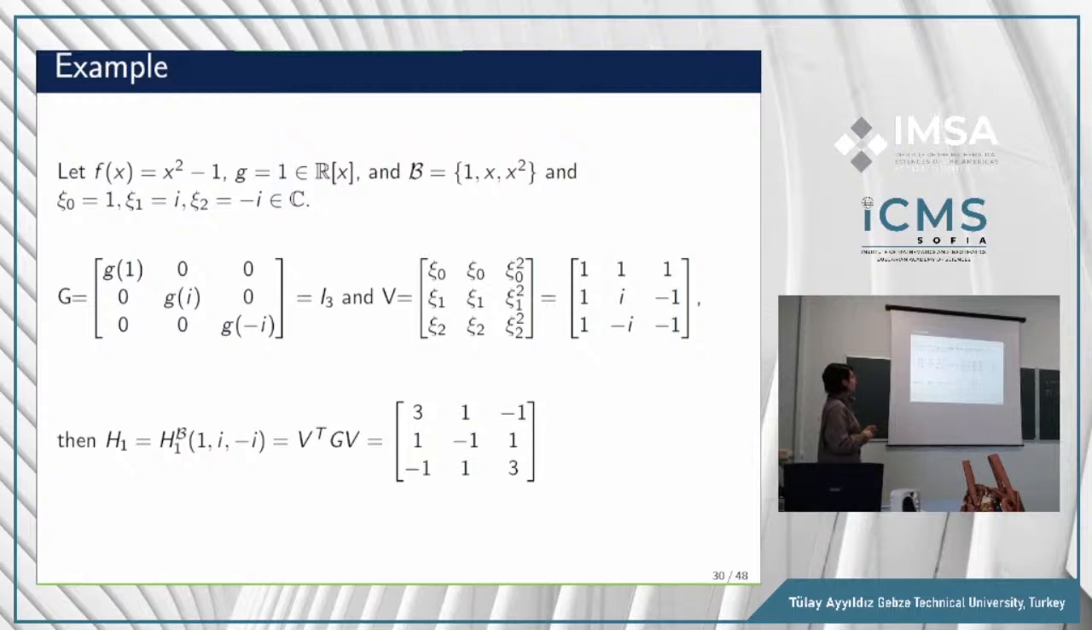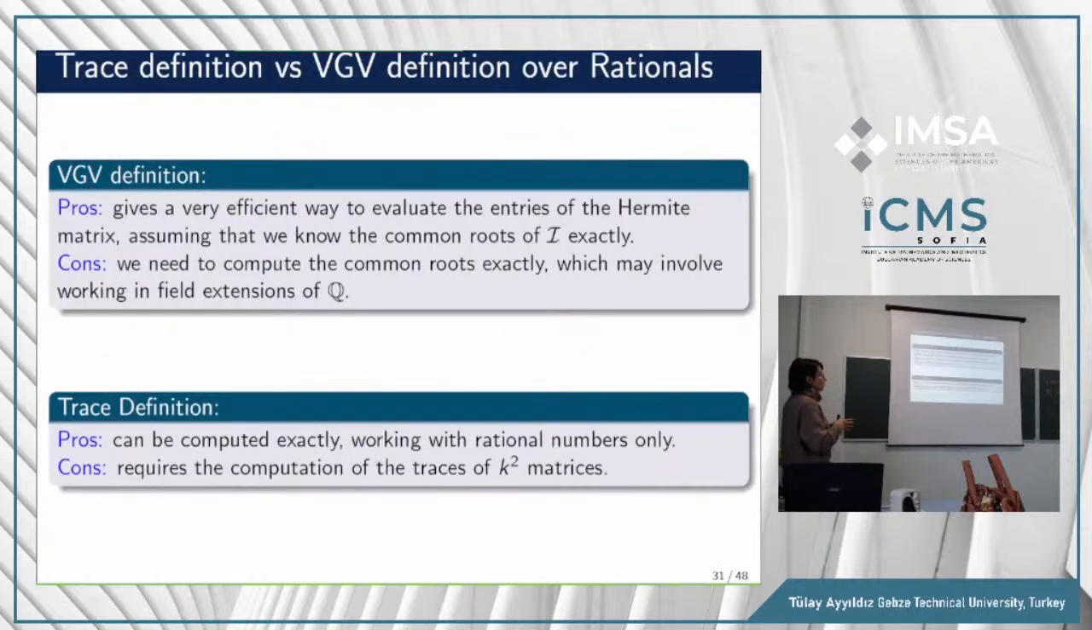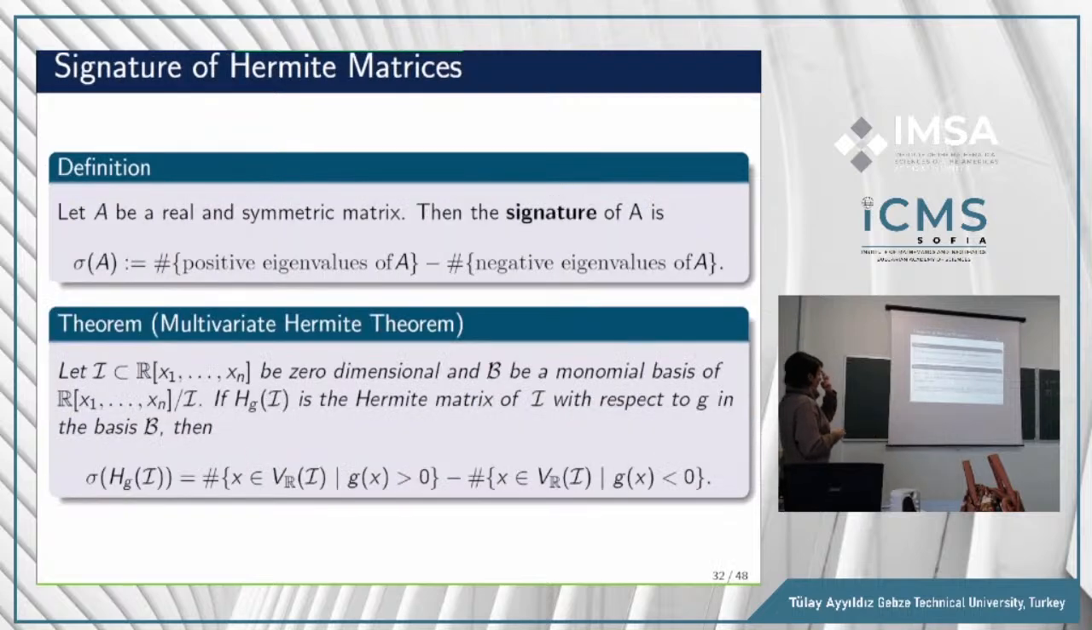So there are some pros and cons of two different definitions, because we use them interchangeably. We actually took advantage of two very different definitions of the same matrix in the algorithm. And a signature is just the number of positive eigenvalues of a matrix, if it's a real and symmetric matrix, which it is, by the way, minus the number of negative eigenvalues of X. So this is the signature.